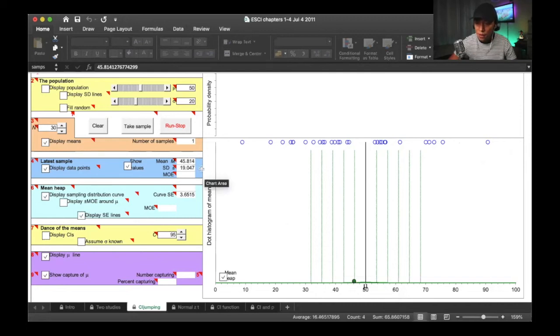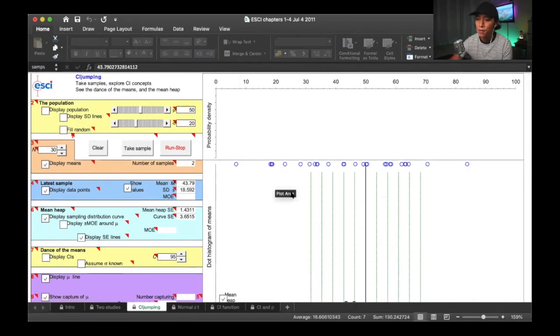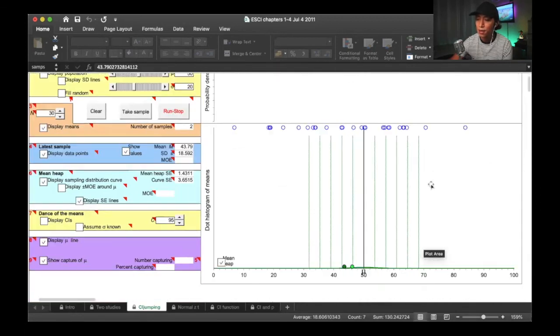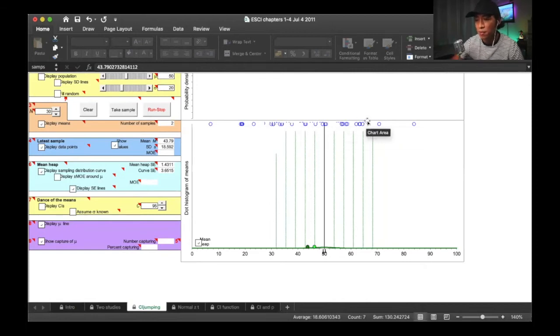45.814, with a standard deviation of 19.047. So this is the mean of the population, and it's slightly below the mean of the population for this particular sample. If I take another sample, all right, this is a different sample now. These blue dots are its data set. And what is its average? 43.79. So even lower.